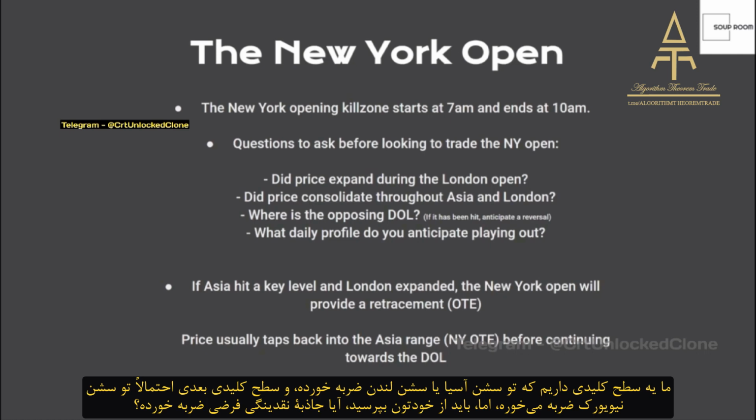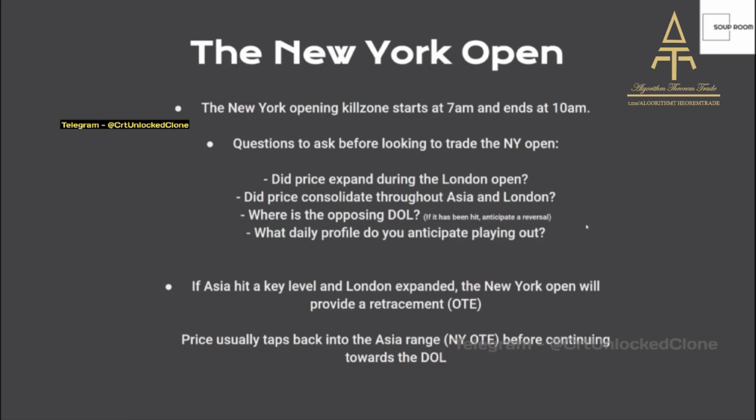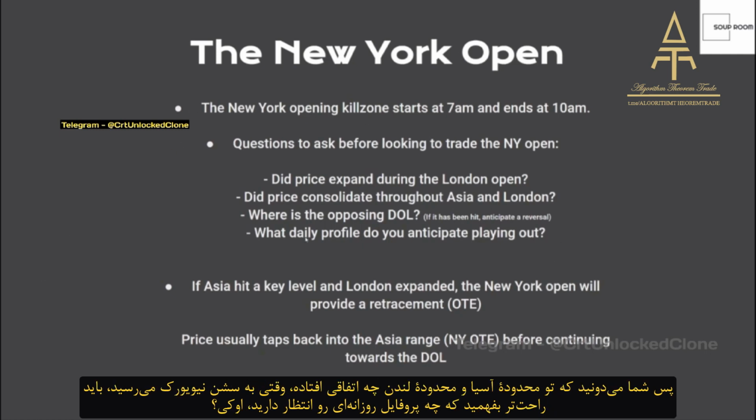However, you must ask yourself, has this opposing draw on liquidity been hit? And if it has not, where is it? Where is the key level that should form the high or low of the day? Okay? If it has been hit, like you see right here, anticipate a reversal. So if the New York session hit the key level at 9 a.m., you could anticipate a reversal to play out for the rest of the day. What daily profile do you anticipate playing out? So you know what happened during the Asia range and the London range.